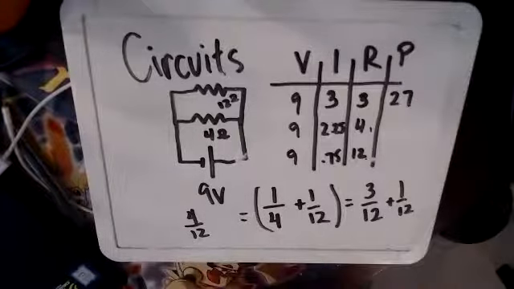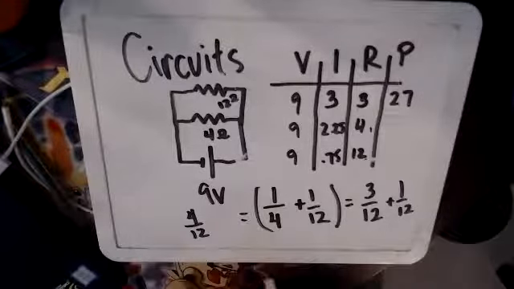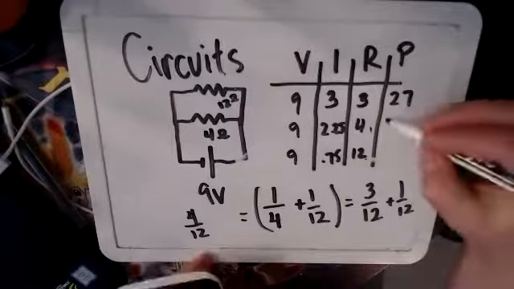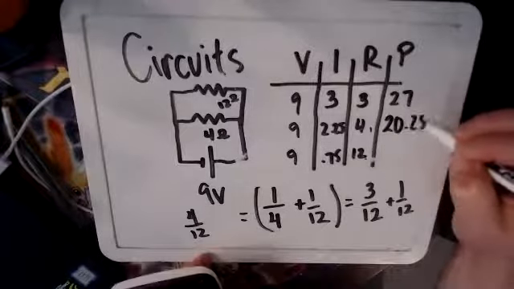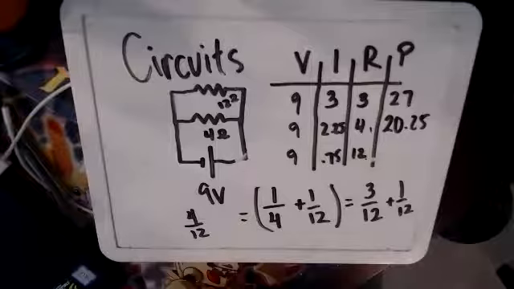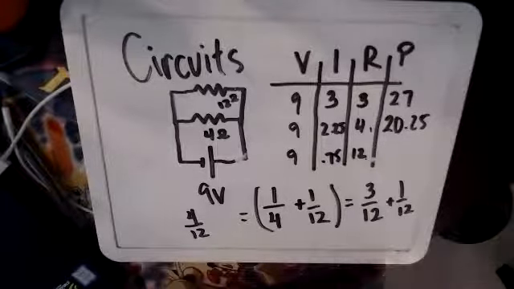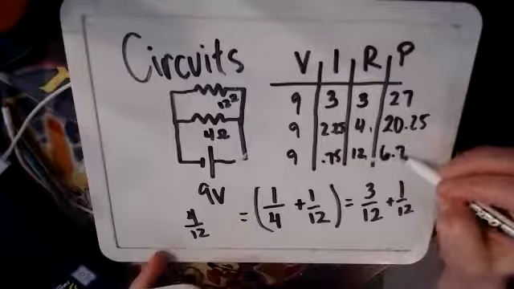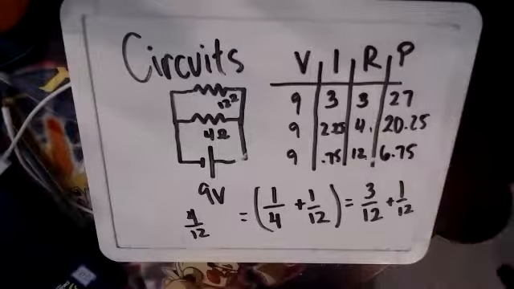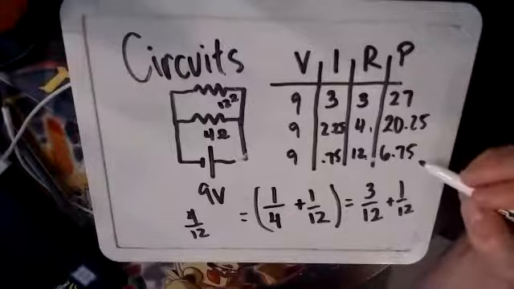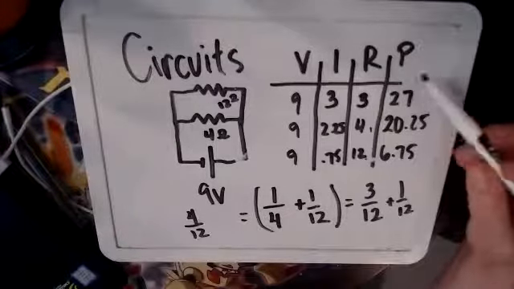I'll get a calculator. 20.25. And I knew that. 6.75. 6.75 plus 20.25 is 27. So you find the conservation of power and energy there as well.